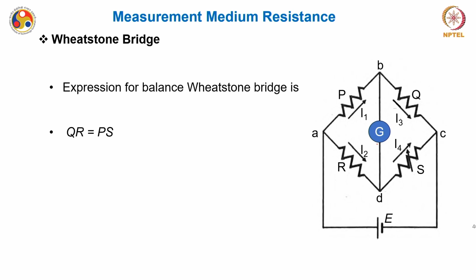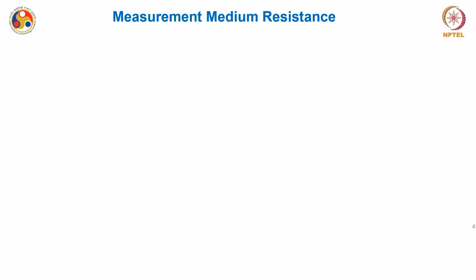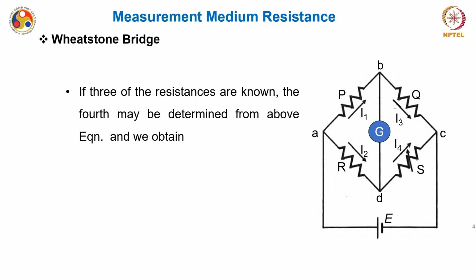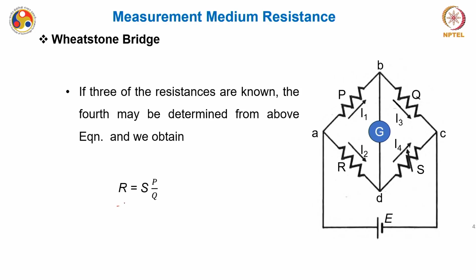The expression for a balanced Wheatstone bridge is simply QR = PS, or P by Q is equal to R by S. We know that under this condition, the Wheatstone bridge is balanced. So if 3 of the resistances are known, the 4th may be determined from the above equation. We can calculate the unknown resistor by using R = S into P by Q. If all 3 are known, R can be easily found.